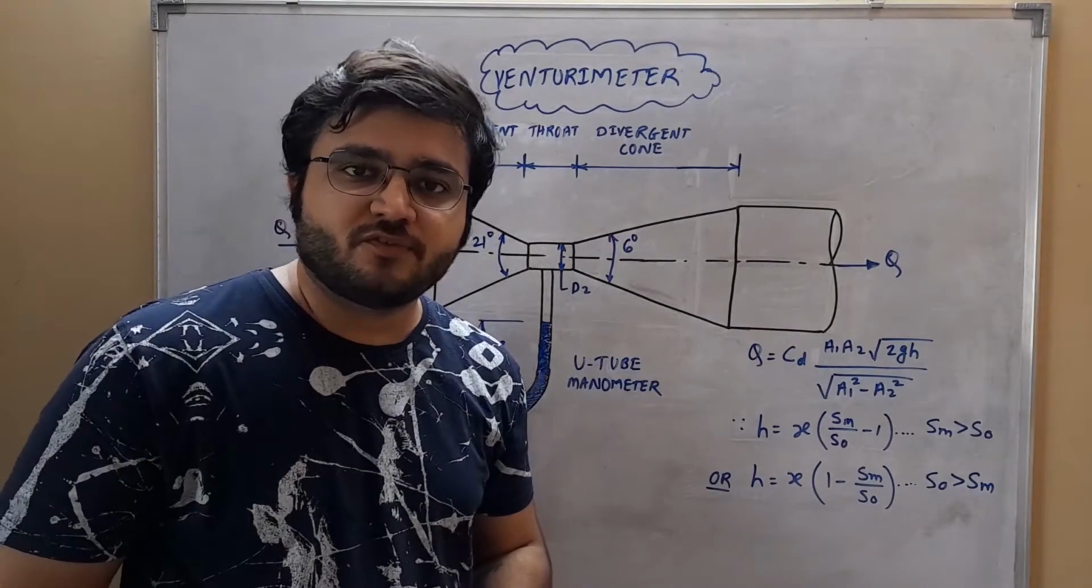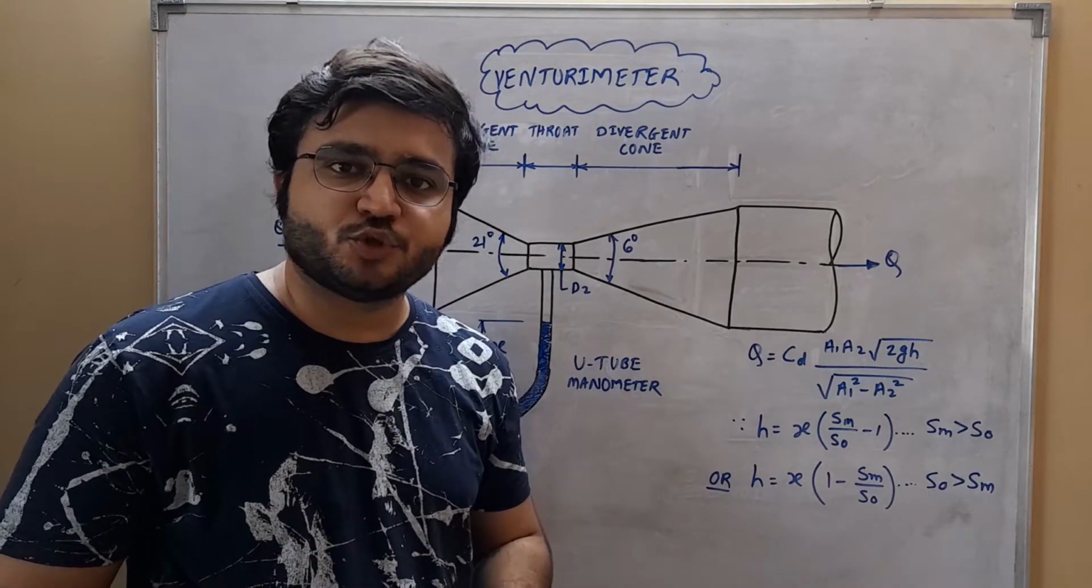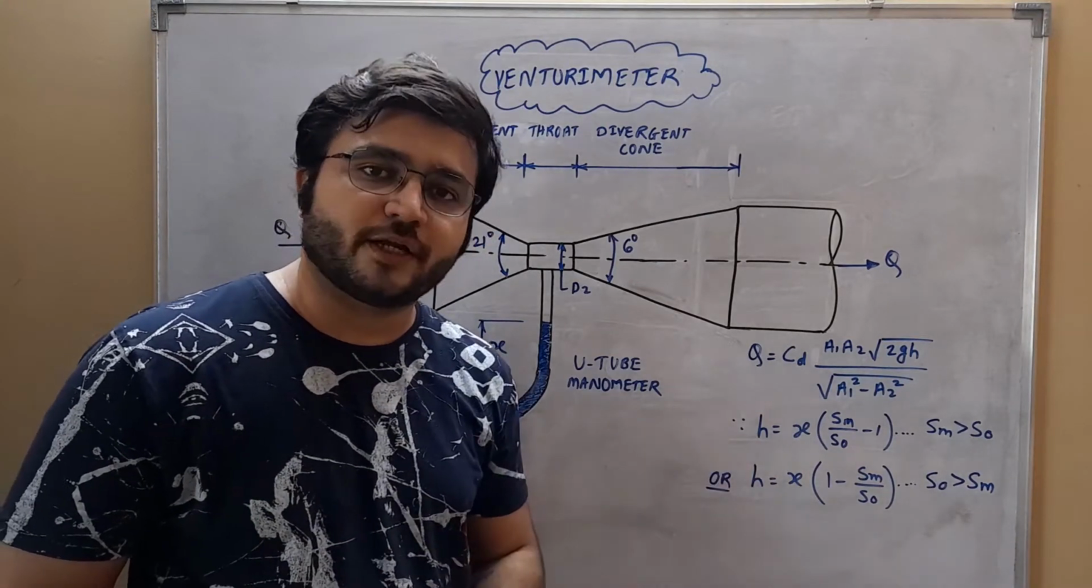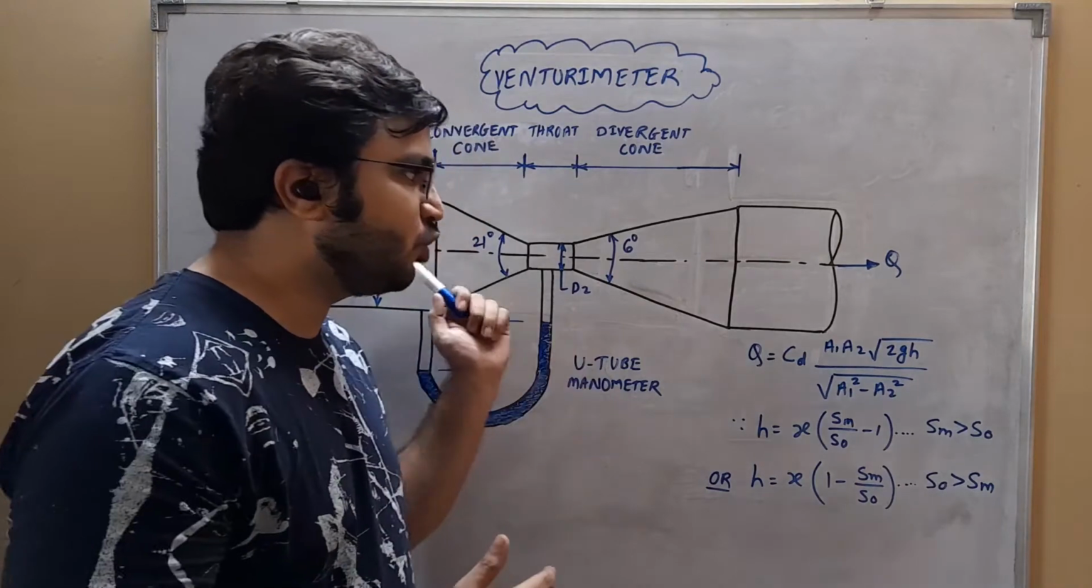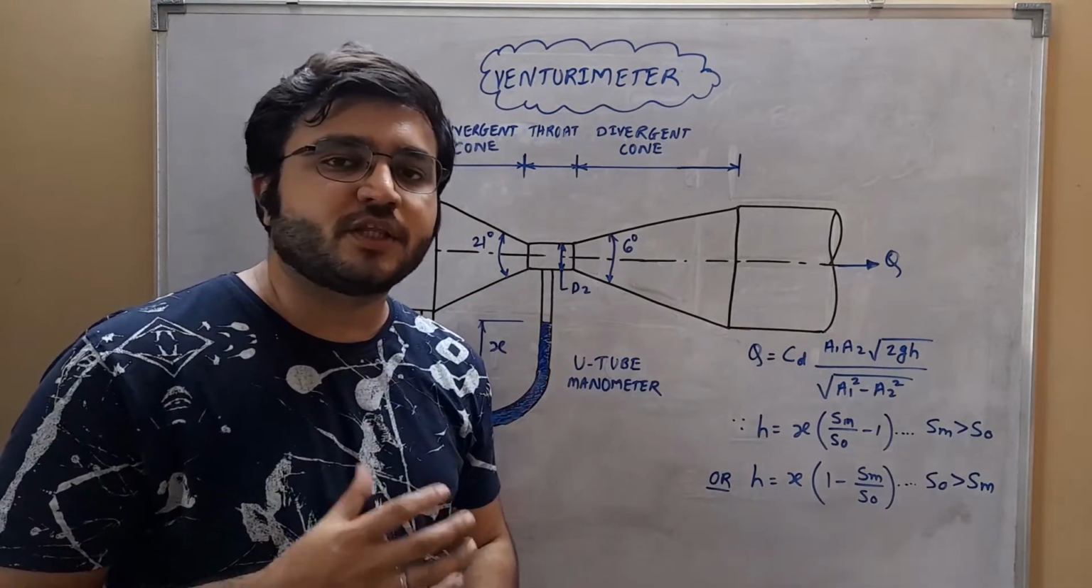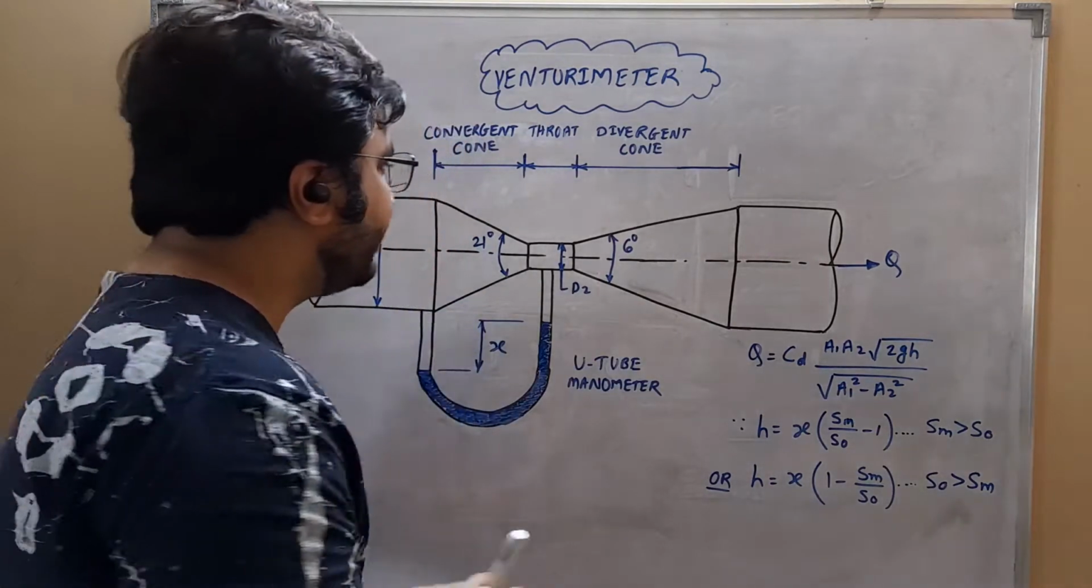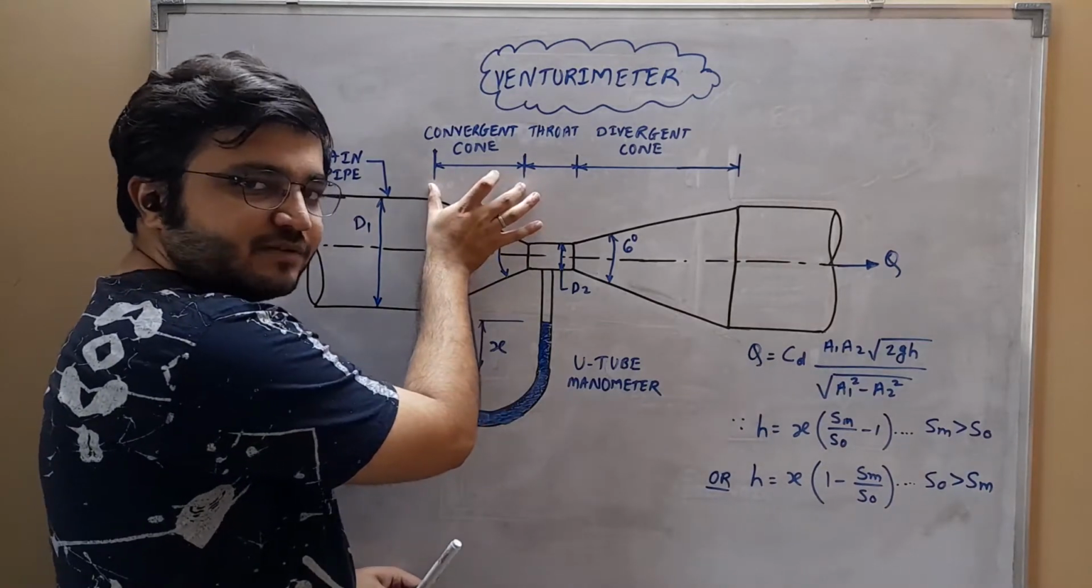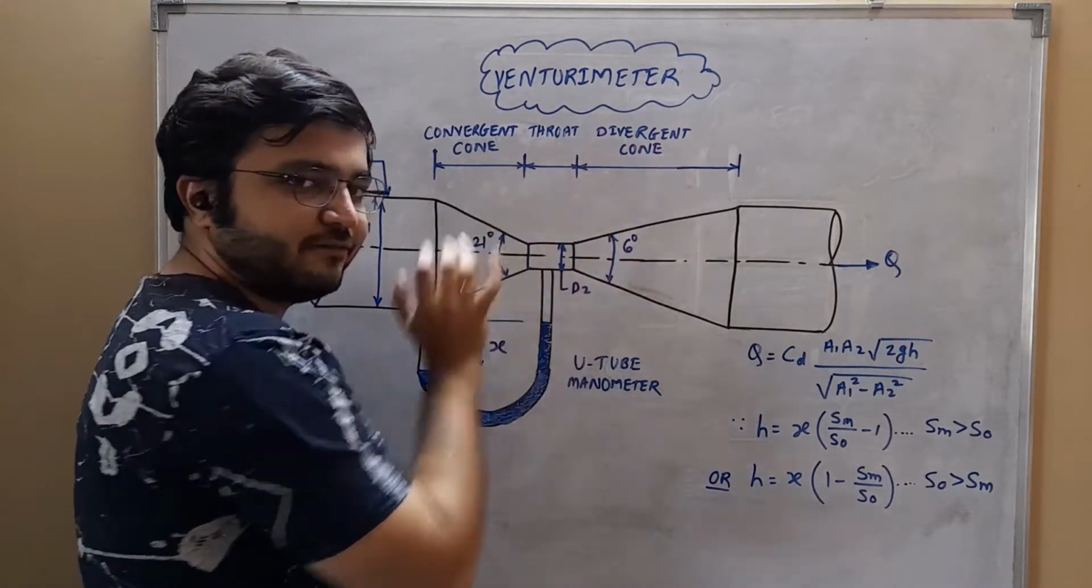Let us see today the working of venturimeter, which is used to calculate the discharge or flow rate of the fluid flowing through the pipeline. It works on the Bernoulli's principle. It has three sections: convergent section, throat section and divergent section.